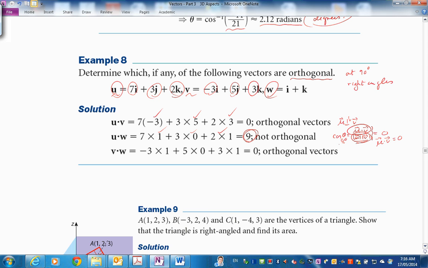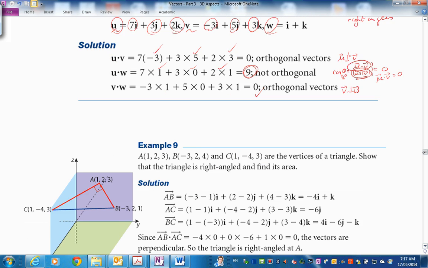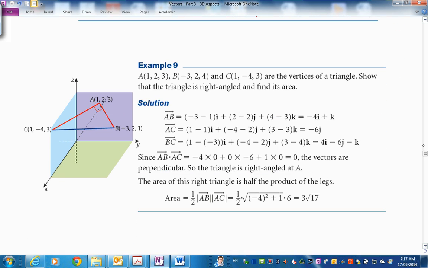V dot W, same thing again, and this time they came to naught, so V and W are also perpendicular. V is perpendicular to W. Okay, it's the same stuff, isn't it? Just with an extra component added on, because we don't live in a flat world. It's 3D.